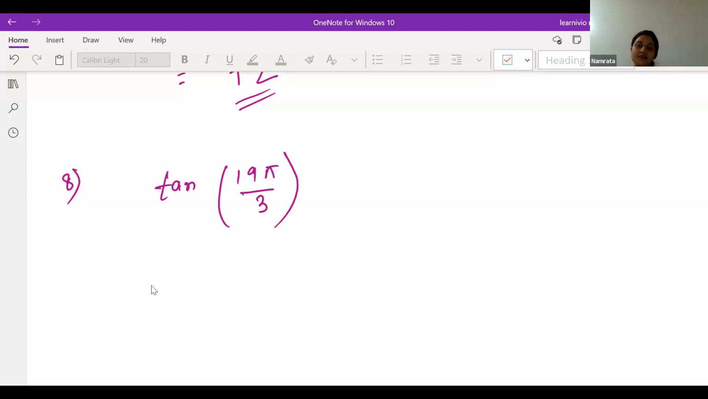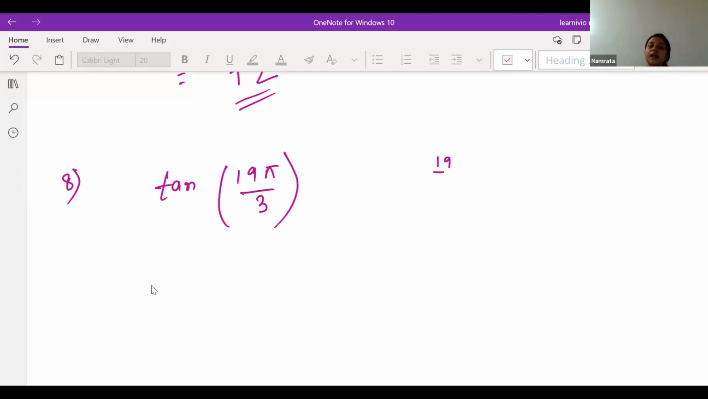Previously we solved two questions, and at that time we had the angle in terms of degree. So whenever it is given in degree, we will solve in degree only. Whenever it is given in radian, we will try to solve in radian. This one can also be solved by changing it to degree, but I would suggest you solve it like this only, so that you have a better understanding of how to deal with radians. Okay, so 19 pi by 3 is there.